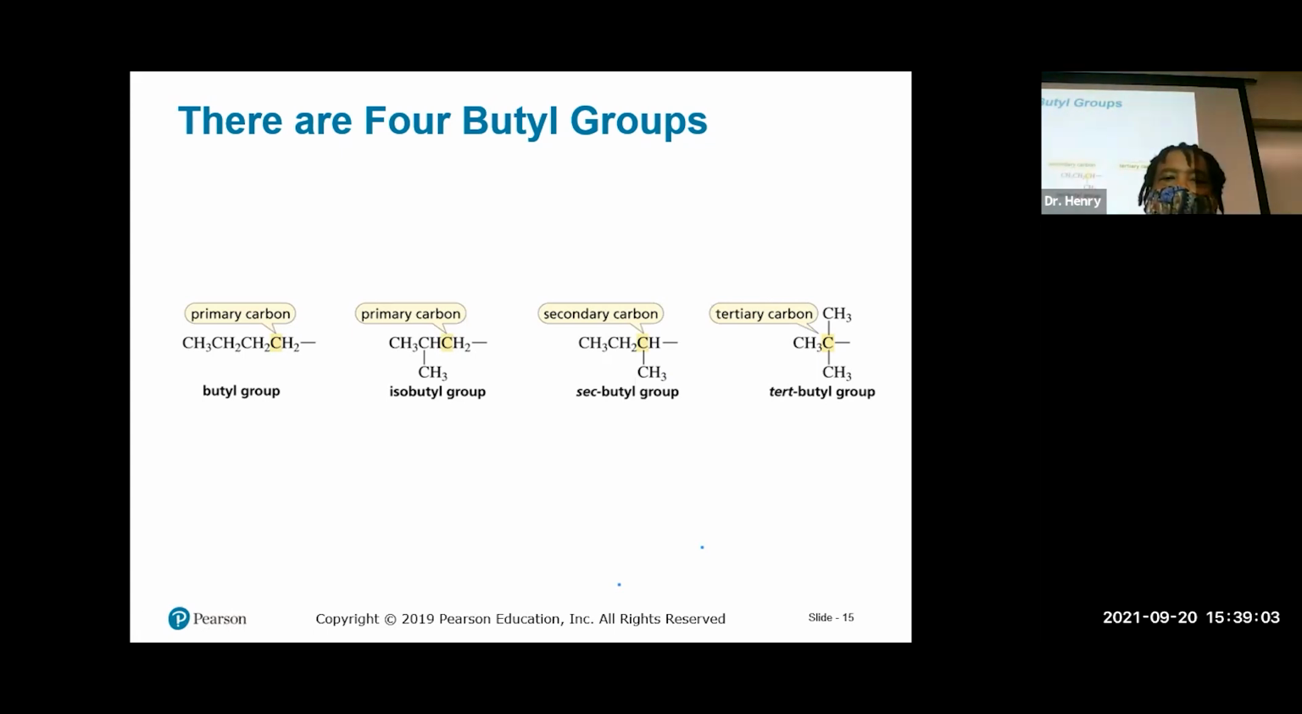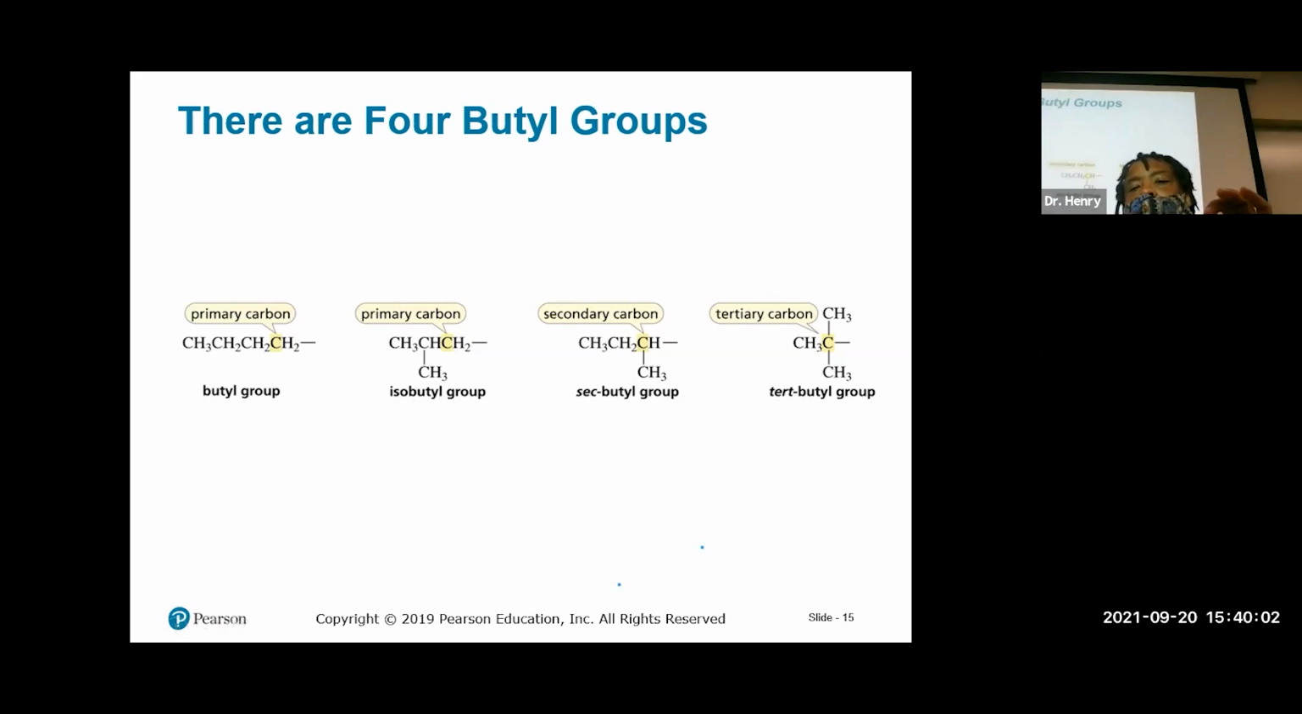Okay, butyl, there are four different butyl groups. We have our primary carbon, the very first carbon. This guy, of course, is our butyl group. This is our isobutyl group because iso. This guy here would be sec butyl if it's on the carbon that's attached to something. This guy here is called tert butyl because you have three attachments, and then that'll be your fourth, like tetra, tert. Sometimes you'll see it written as T butyl, S butyl, and isobutyl is always written as isobutyl.